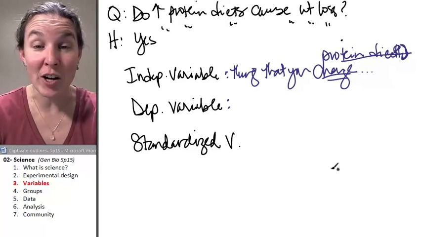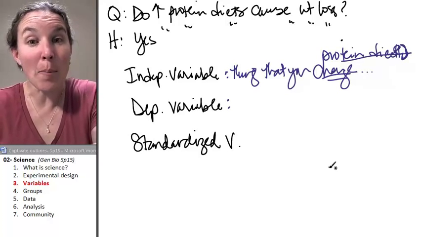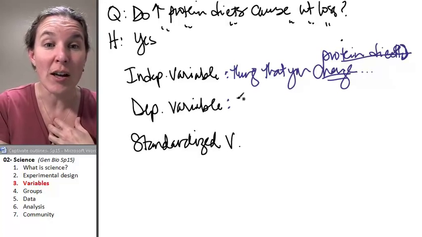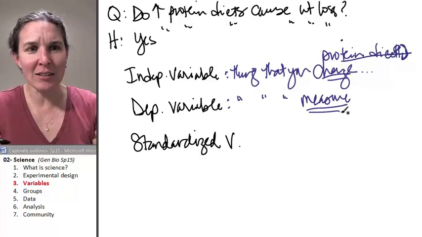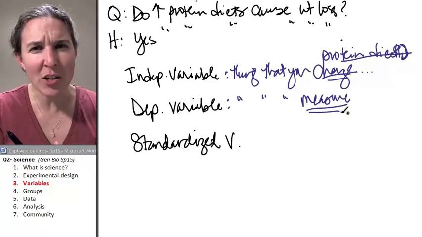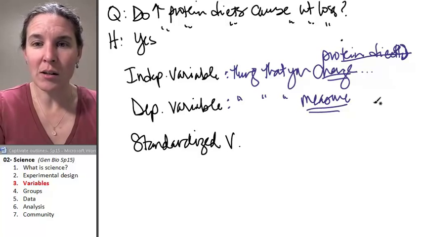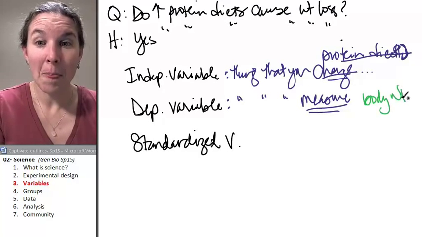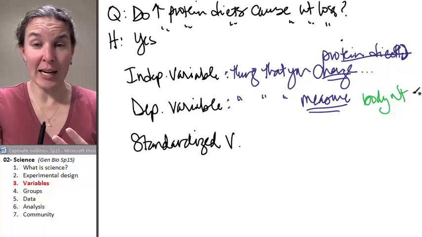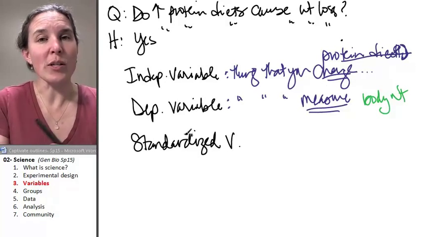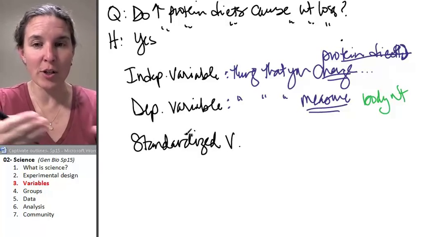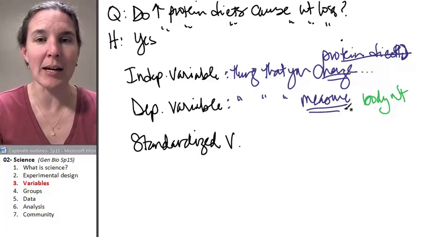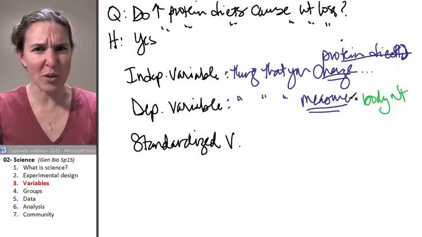The dependent variable is dependent upon the changes, and it's what you measure. So it's the thing that you measure. And in the case of our little scenario here, what are we going to measure? Body weight. That's how we're going to know if the protein diet had an effect on body weight. So our dependent variable supposedly will change with the different treatments of different amounts of protein in the diet. Now, that's pretty straightforward. Do you agree?